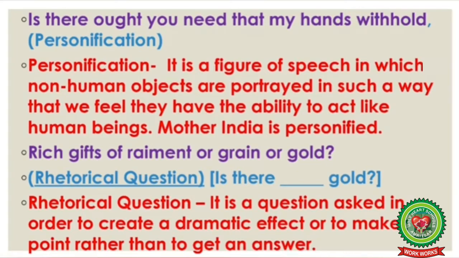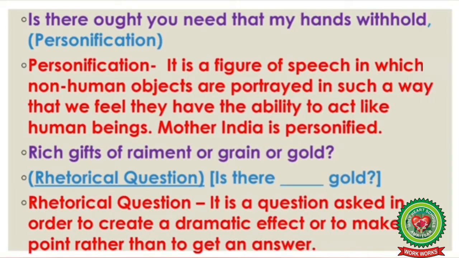She says, what has she not given? She has given the world rich gifts of raiment, that is clothes, or food grains and precious things like gold. Therefore, she is asking if she has denied any form of sacrifice to the world that was needed for a better tomorrow.